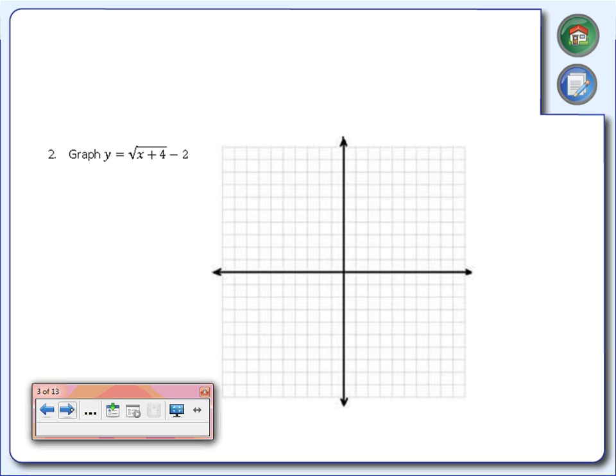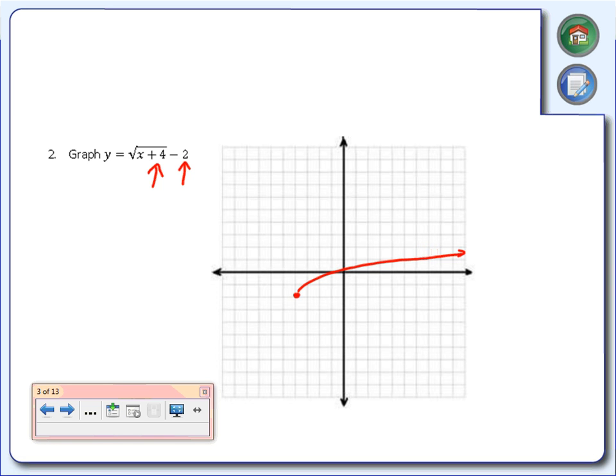Now, all you had to do is go to your calculator, graph it, and transfer what you see on your calculator onto here. I can tell you that the end point of this is at negative 4, negative 2. 1, 2, 3, 4, negative 2. Remember, we talked about transformations. We know this graph is going to be moved to the left 4 and down 2. So the graph you should have should look something like this right here.